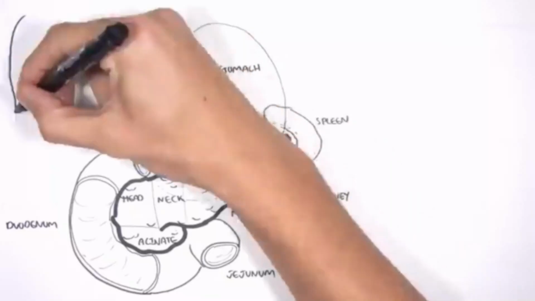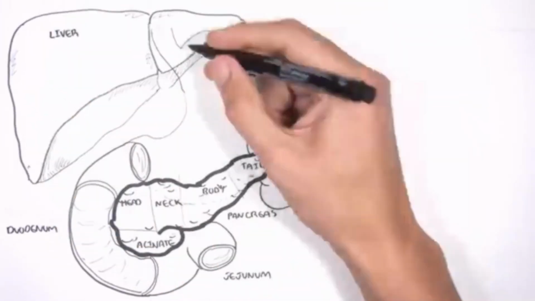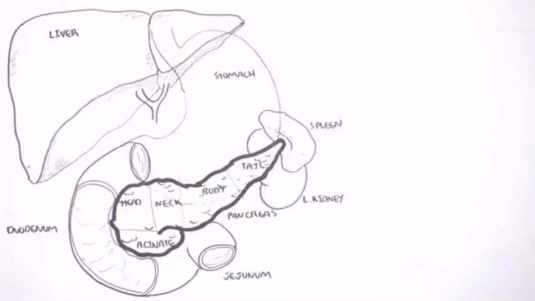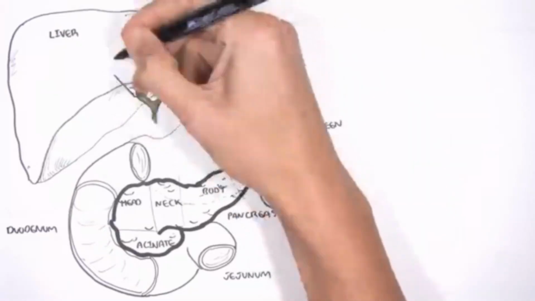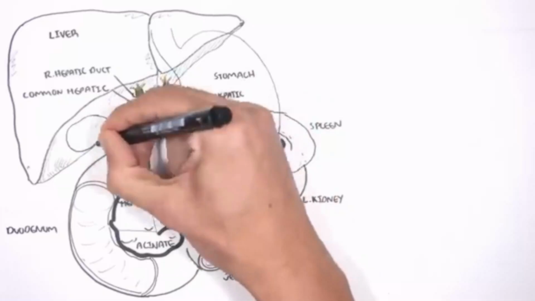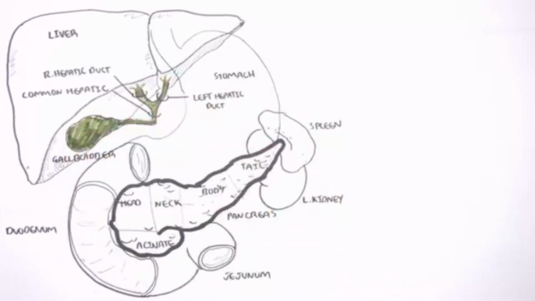The liver lies in the right upper quadrant of the abdomen and is the source of bile production. Bile is produced and travels from the liver down the right and left hepatic ducts. The right and left hepatic ducts merge and form the common hepatic duct. The bile can actually be stored in the gallbladder, the organ just below the liver.